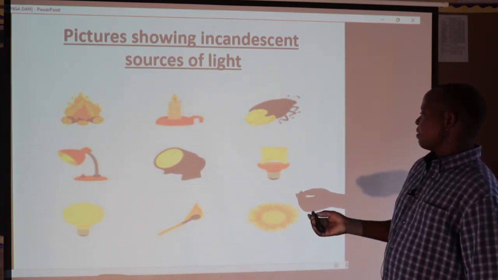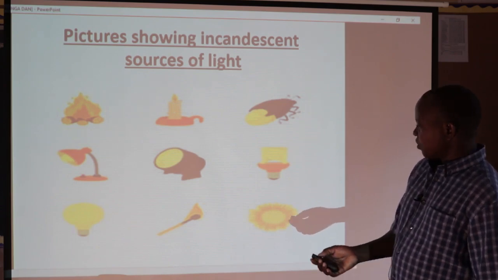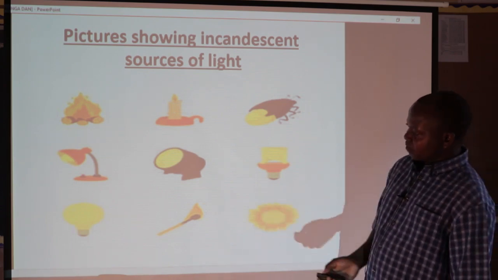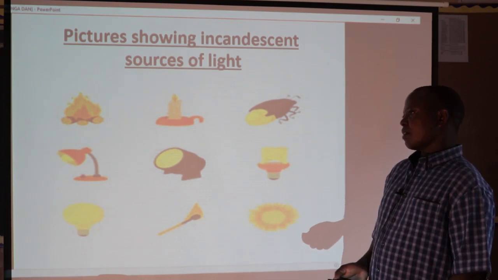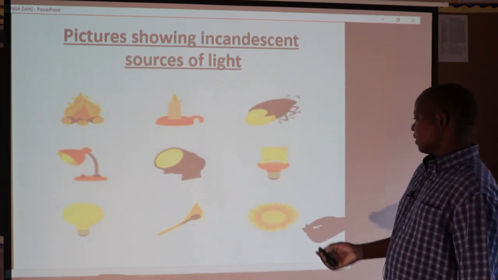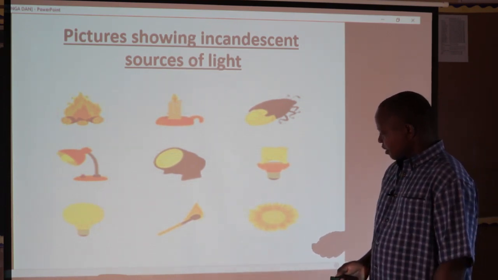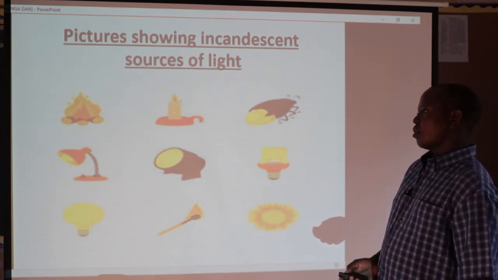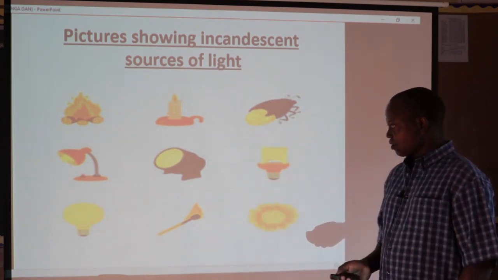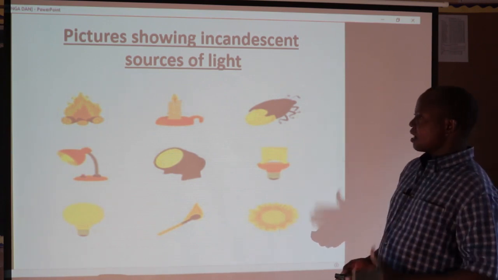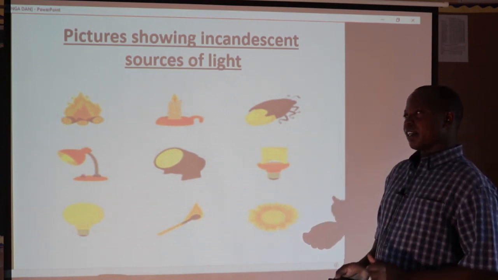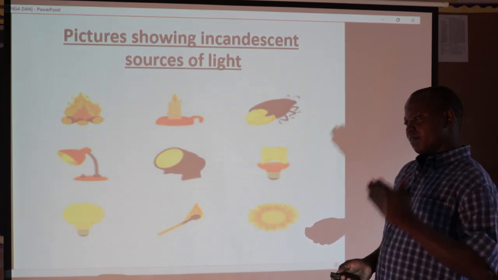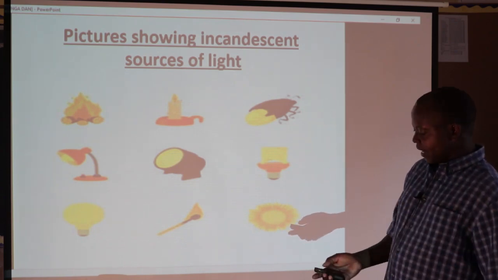bulbs. So they are different lamps. Then when you check it down, the first one is a lamp. Then the second one is a lighting matchstick, and the final one is the sun. So those are examples of incandescent objects. That's their illustrations. So you'll find that as long as they are red hot, when you touch them, they burn you and at the same time they light.